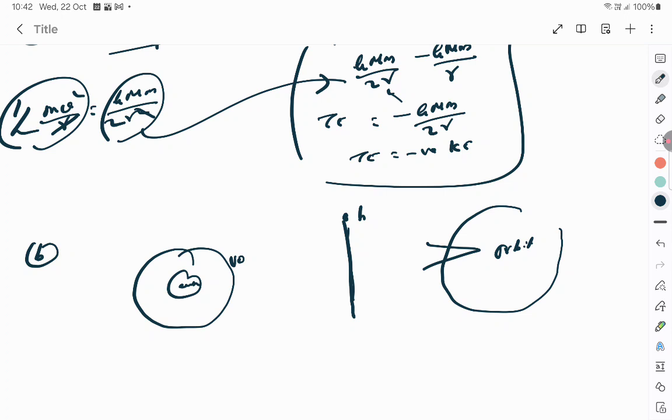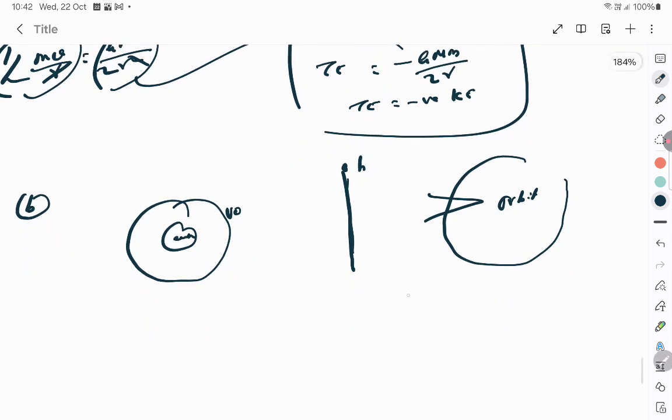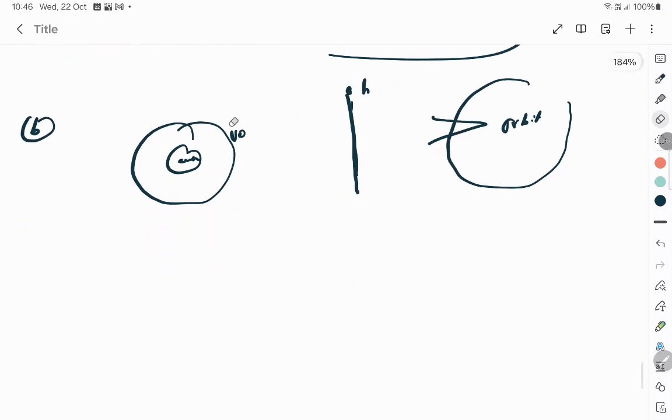The energy required to rocket an orbiting satellite out of the Earth's gravitational influence is always less. So can we say escape velocity? Escape velocity is actually root 2 times orbital velocity. Escape velocity we know is root 2 times orbital velocity. But that's not what they are asking here. So let's understand this.